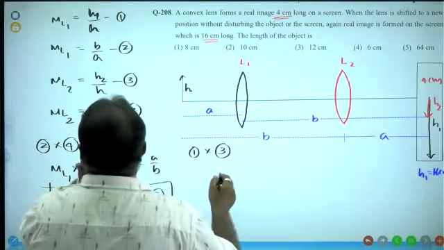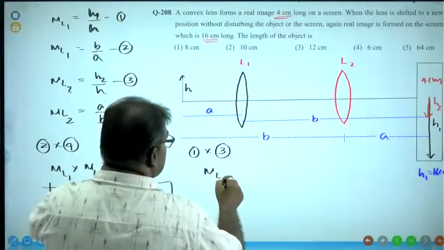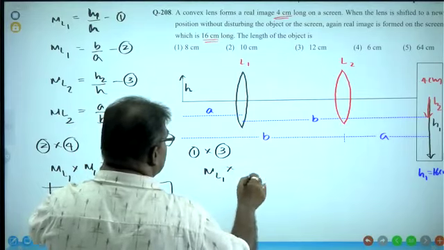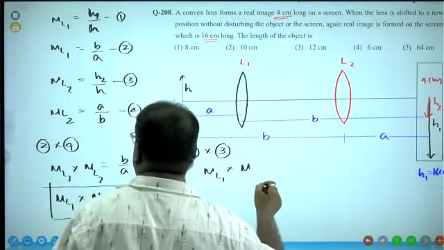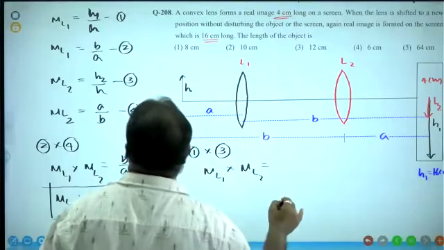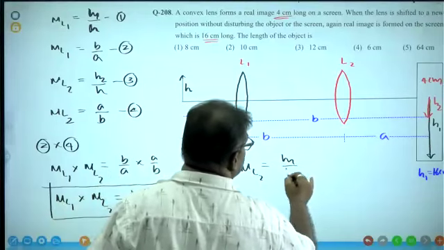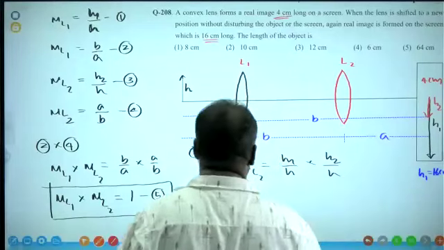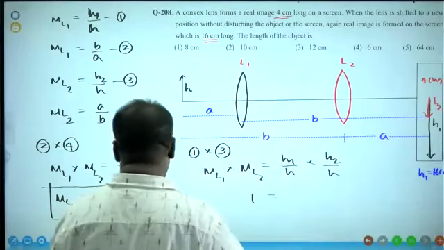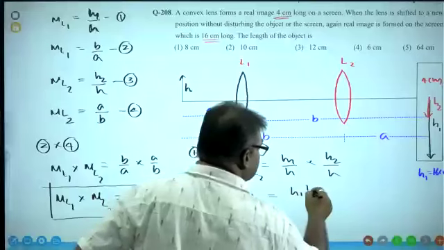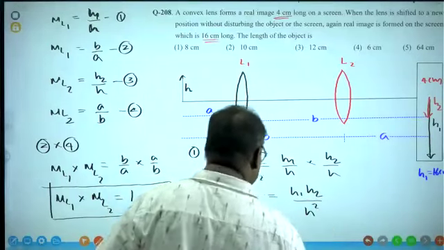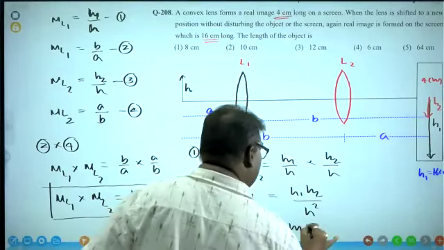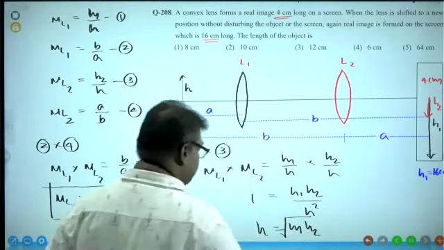First one and third one. Linear magnification ML1 multiplied by linear magnification ML2 equals H1 over H into H2 over H. Then this one becomes 1 from fifth equation. Here, H1 H2 over H squared. Then H becomes root of H1 H2, right?